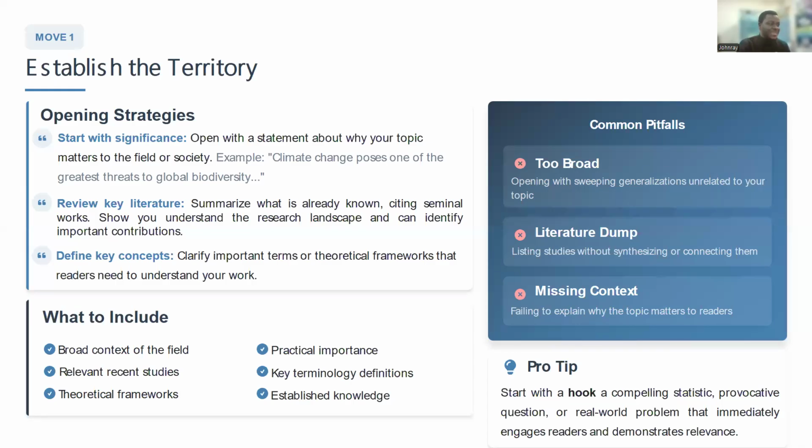Clarify important terms and theoretical frameworks that are needed or placed in your introduction. Let's take note of that. So what it includes is a broader context of the field, relevant review studies, theoretical framework, practical importance, key terminologies defined, and establishing your knowledge.